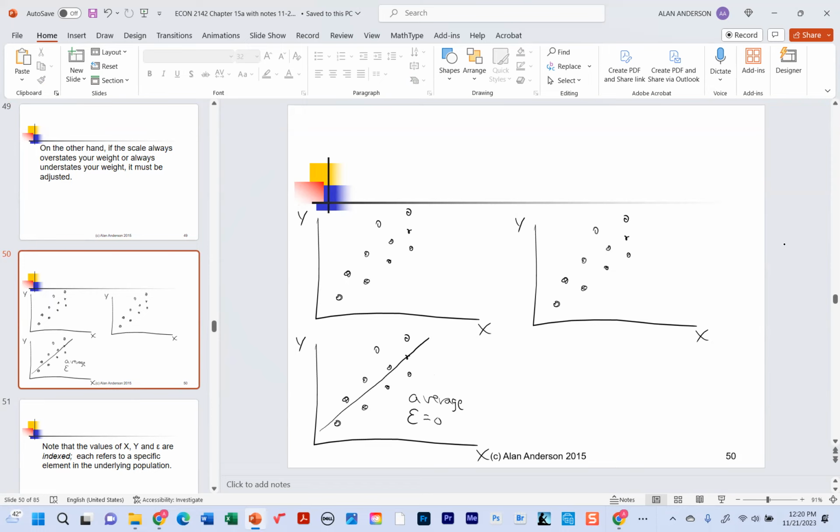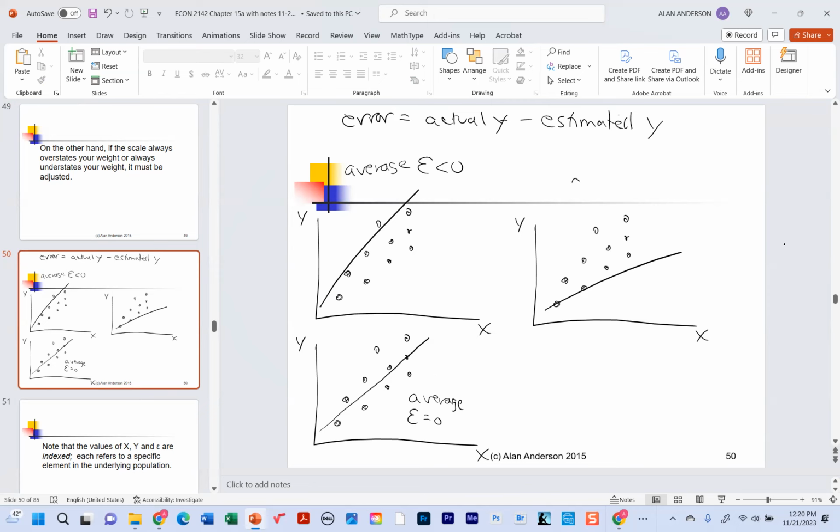Average epsilon is zero. What about this one? Ooh, that's not a good one, because here you see the line is too high, and here the line is too low. And since remember the error is the actual y minus estimated y. It sounds backwards, but here the average epsilon is negative, and here the average is positive.